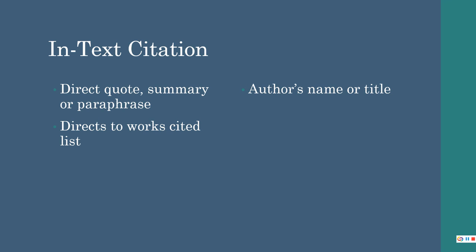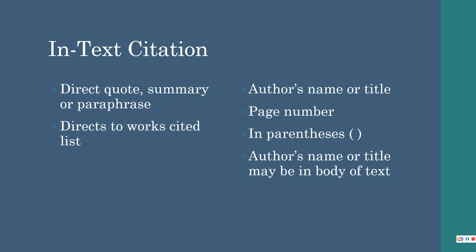The citation generally consists of the first element in the works cited entry, either the author's name or the title, and a page number. The page number will be in parentheses at a natural break in the flow of the text. The author's name or title either will be in the body of the text or abbreviated in parentheses with the page number.